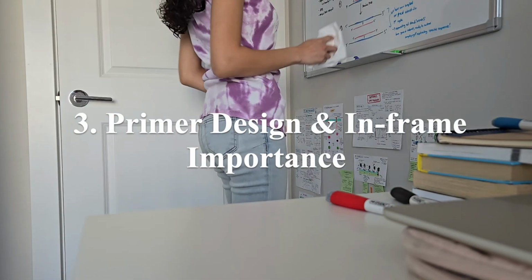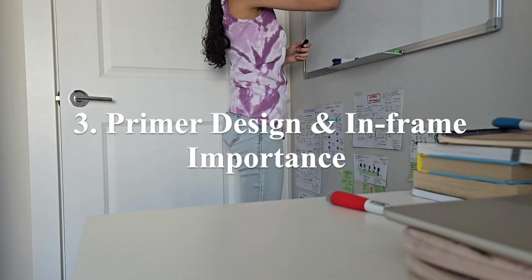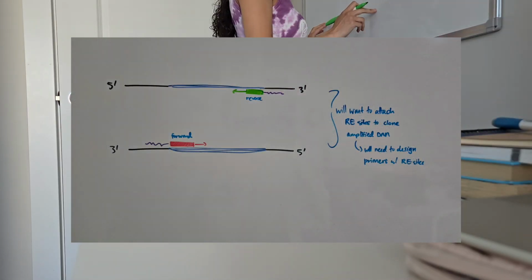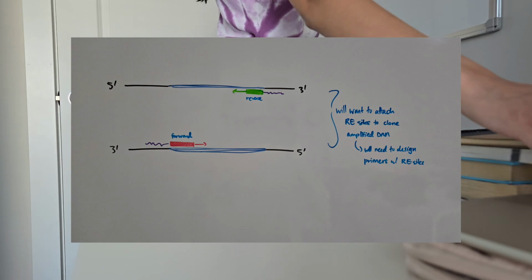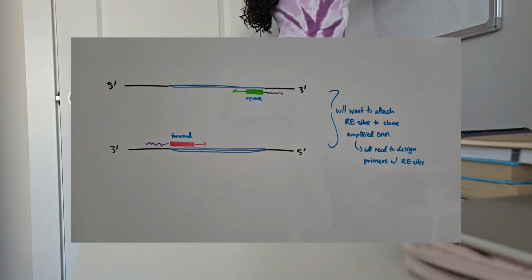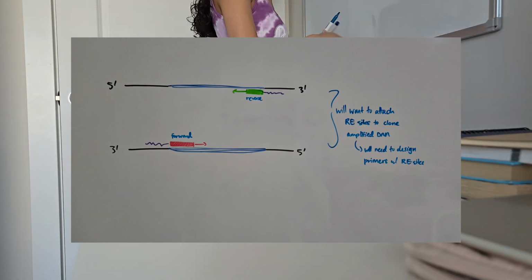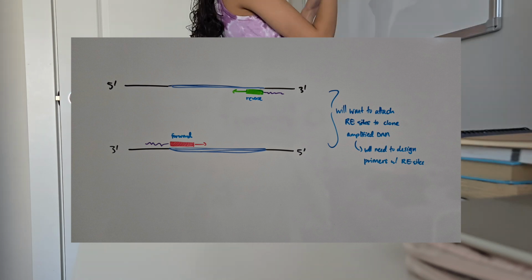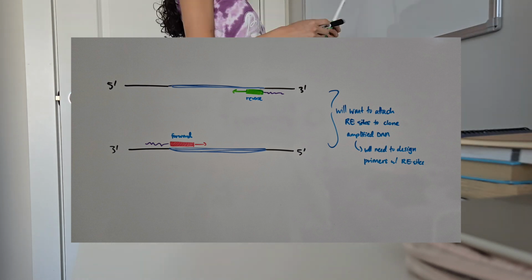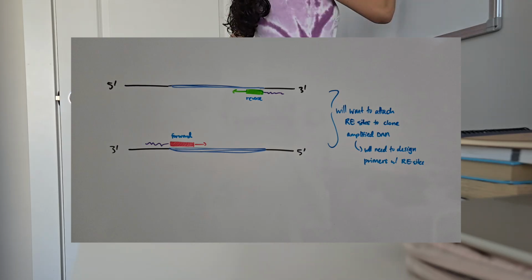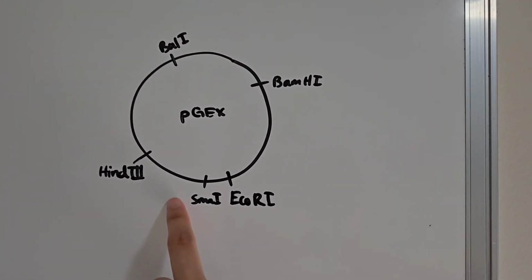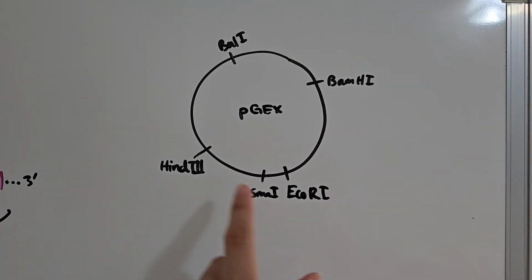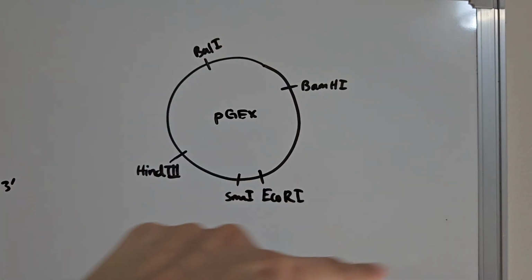Okay, so now let's move on to primer design and in-frame importance, but I'm also going to touch on restriction sites, because this is important. When you are doing your primer, you're going to want to attach restriction sites for the amplified DNA because you're going to want to be cutting them and inserting this gene of interest into your vectors. So I'm going to do a little bit of an overview of primer design, and then we're going to go into forward and reverse because they're two different primer designs.